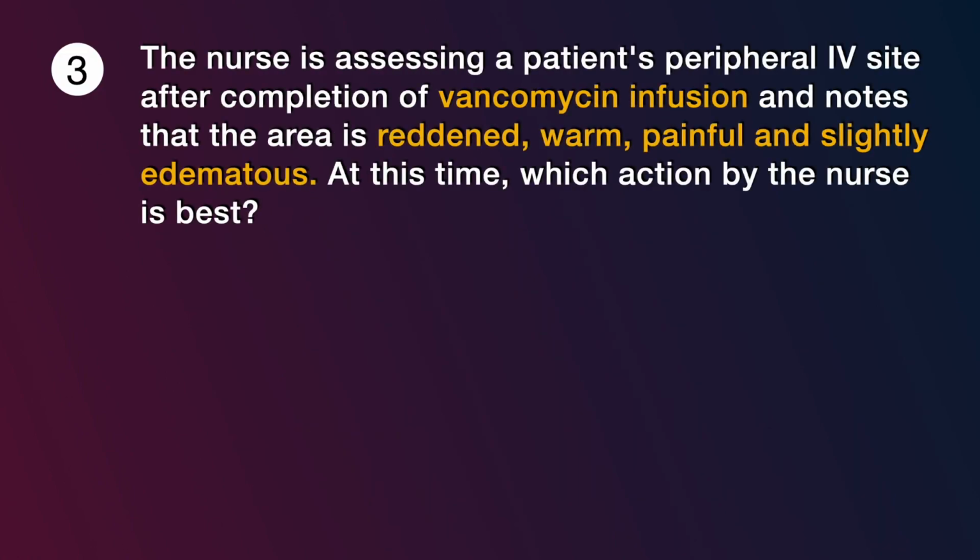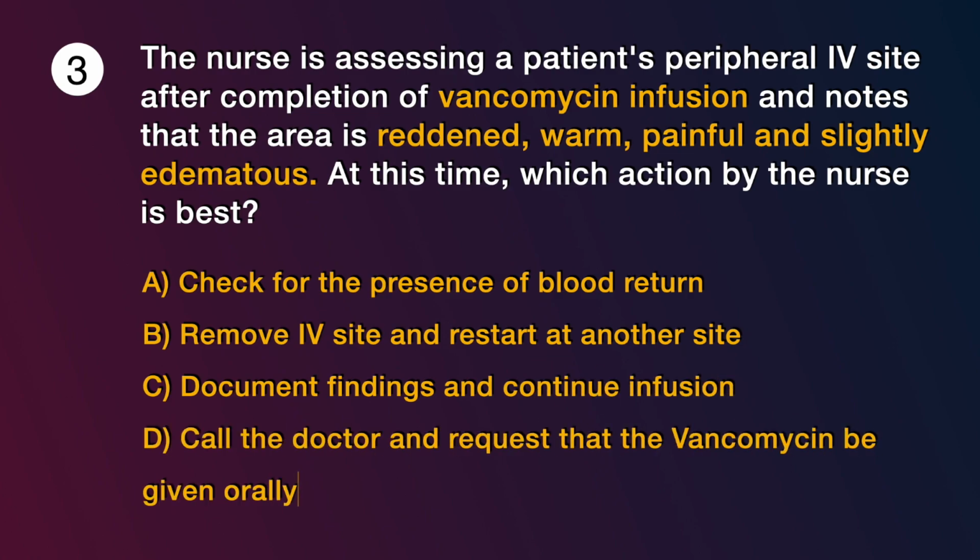Question number 3. The nurse is assessing a patient's peripheral IV site after completion of a vancomycin infusion and notes that the area is reddened, warm, painful and slightly edematous. At this time, which action by the nurse is best? Options are check for the presence of blood return, remove the IV site and restart at another site, document findings and continue infusion, call the doctor and request that the vancomycin be given orally. So the correct answer is B. Remove the IV site and restart at another site.